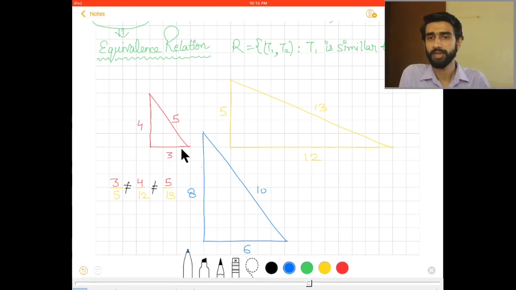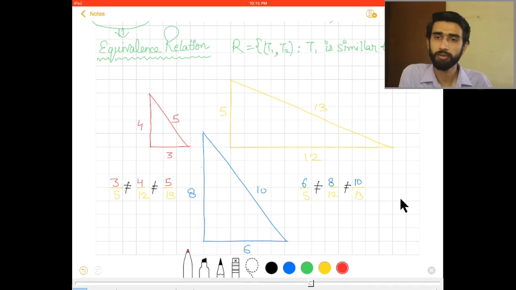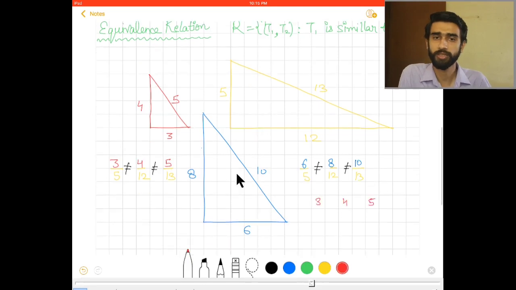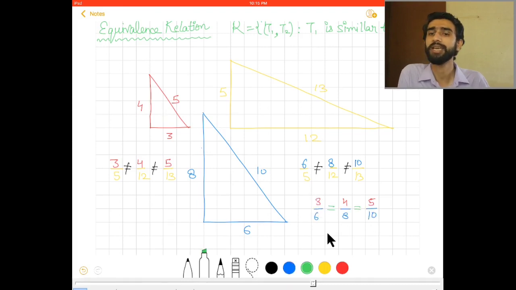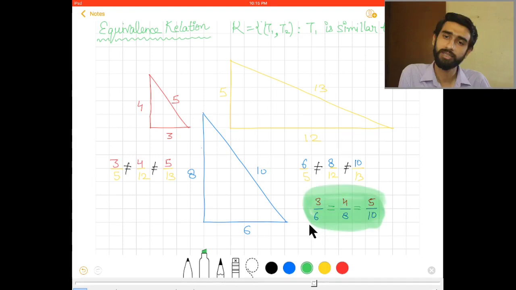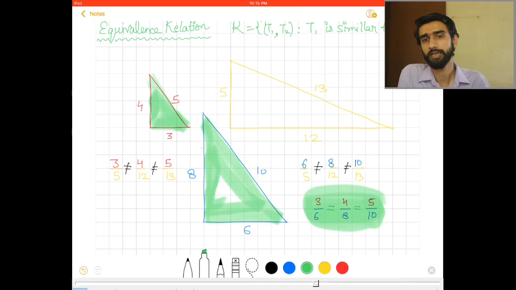So these are not related to each other. Now let's check for blue and yellow. So 6, 8, 10 and 5, 12, 13. They are also not in proportion, so they are also not related to each other. Now for red and blue, 3, 4, 5 and 6, 8, 10. You can see they are in proportion. So hence I will say that the red triangle and blue triangle are similar to each other. Hence again I will say they are related to each other. They are similar and related. So this is the way T1 and T3 are related.